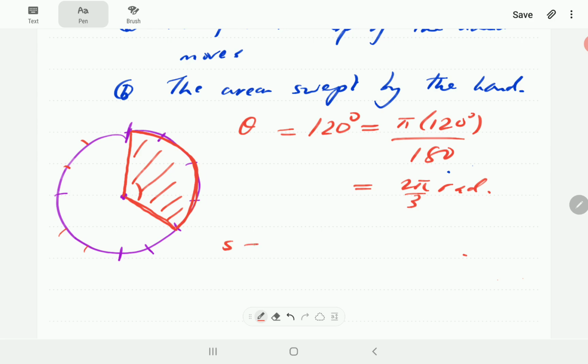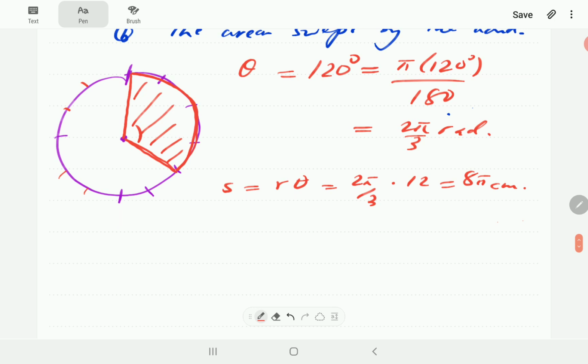Then it means the arc length is simply going to be theta times r. Theta is 2 pi over 3. R is 12. So 3 goes into 12 4 times. So this is going to be 8 pi centimeters. It's the distance moved by the tip of the minute hand.